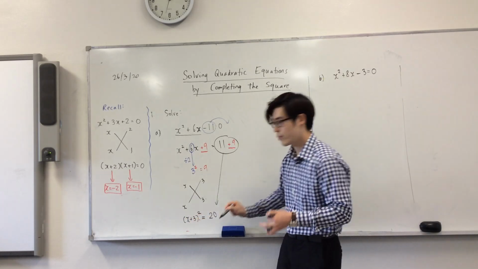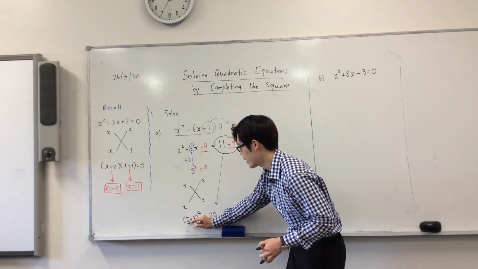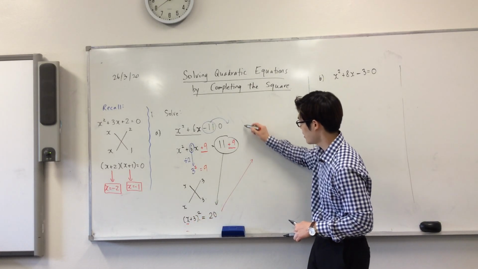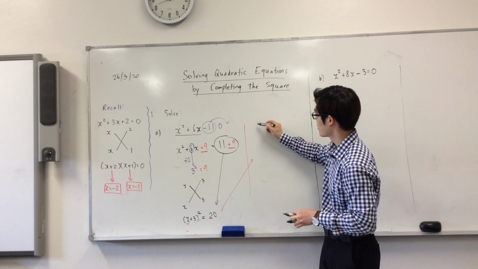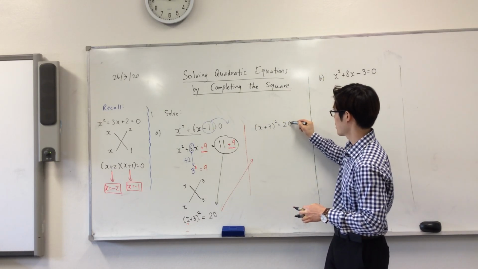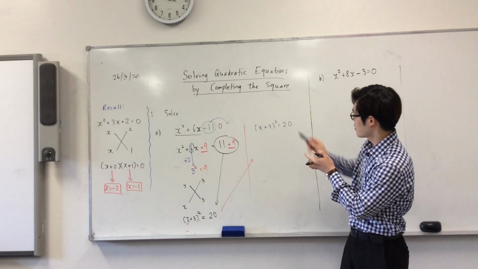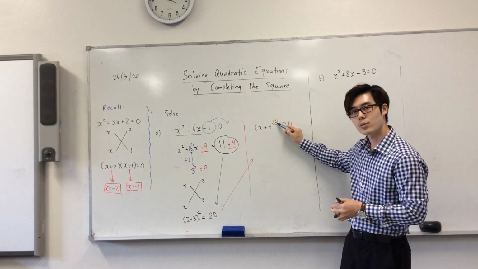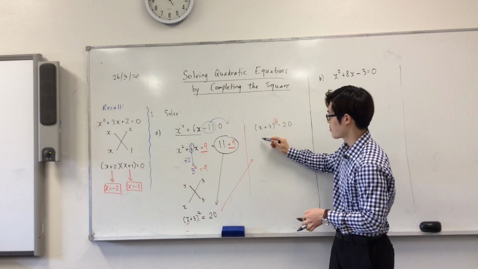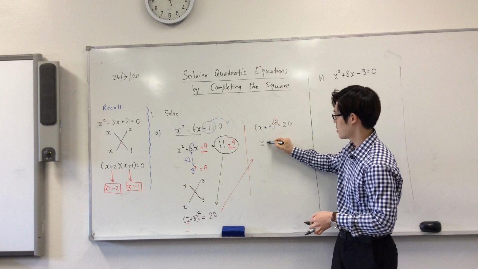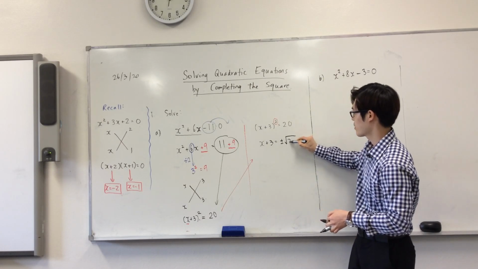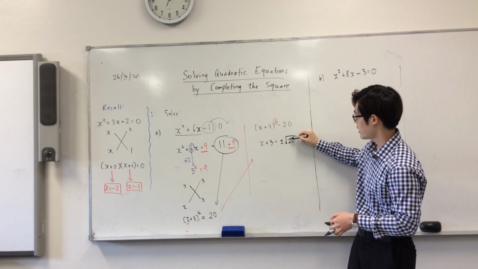Because remember, we're doing all of this because we're trying to find what the value of x is. So let's solve for x. I'm going to do my work here. So right now I've got x plus 3 squared equals 20. Now, I need to get rid of the squared by square rooting the 20. So that leaves x plus 3 by itself equals plus or minus root 20. Okay? That is gone here.